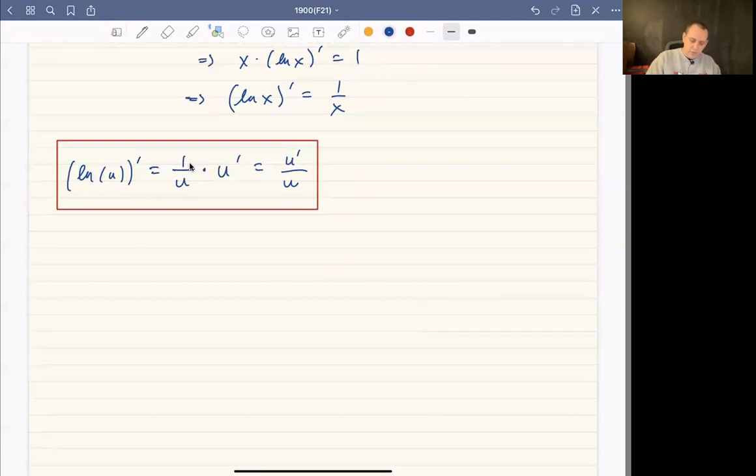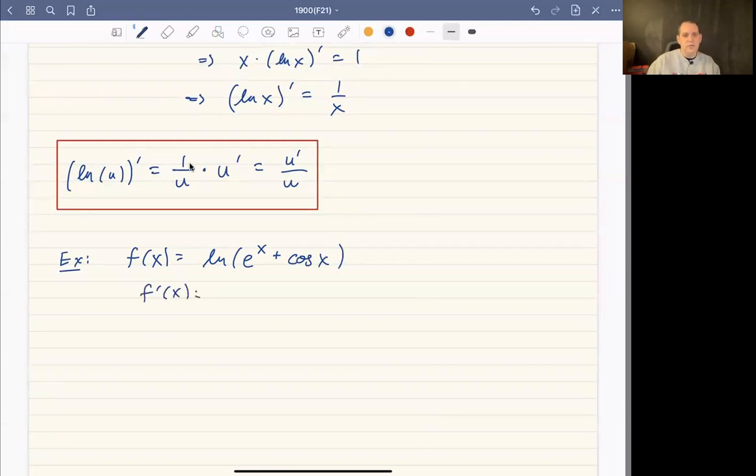With that in mind, let's do a few examples. Let's look at the function that's the natural log of e to the x plus cosine of x. The derivative of this function would be, you take the inside and put that in the denominator, so it's 1 over the inside, 1 over e to the x plus cosine of x, times the derivative of the inside, which would be e to the x minus sine of x. Or you could write it as e to the x minus sine of x all over e to the x plus cosine of x, same thing.